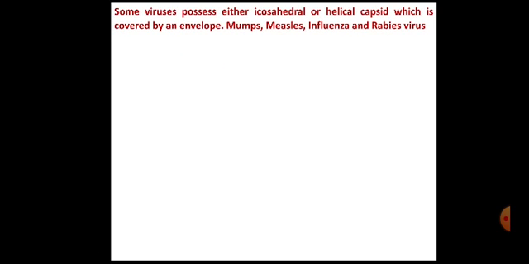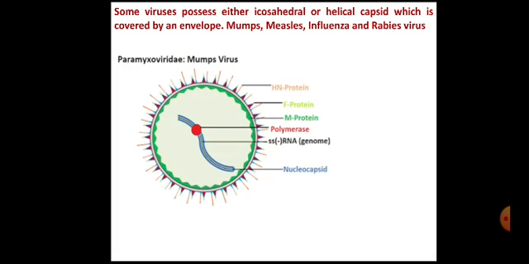There are some viruses that possess either an icosahedral or helical capsid, which is covered by an envelope. These viruses are enveloped viruses. So there is nucleic acid which is surrounded by a capsid, and both are surrounded by one more envelope. Enveloped viruses, the examples are mumps. This is the structure of the mumps virus.